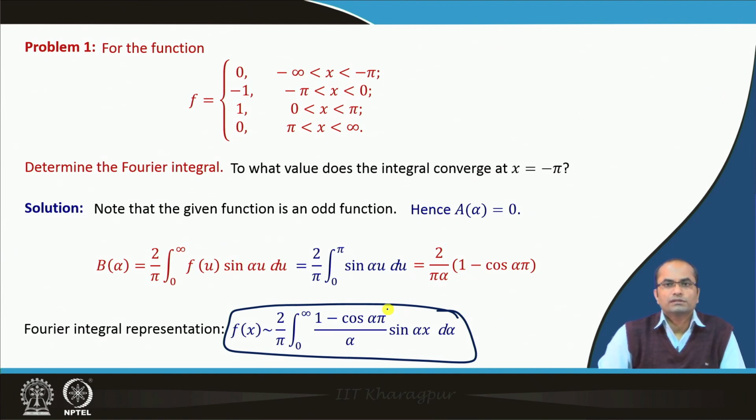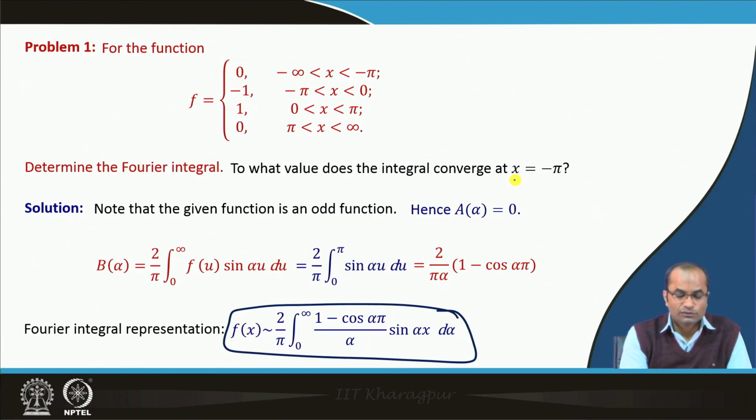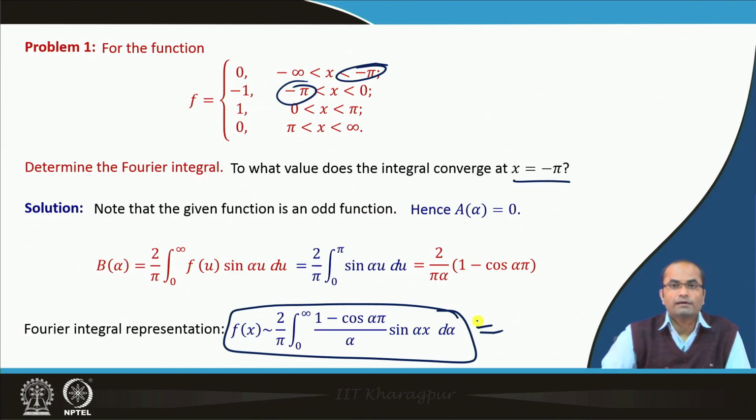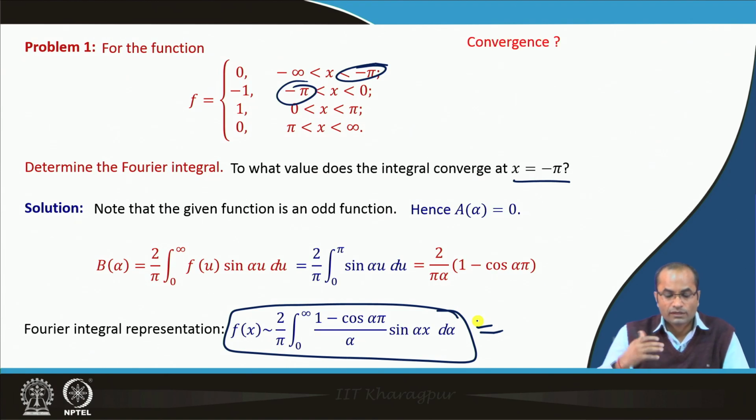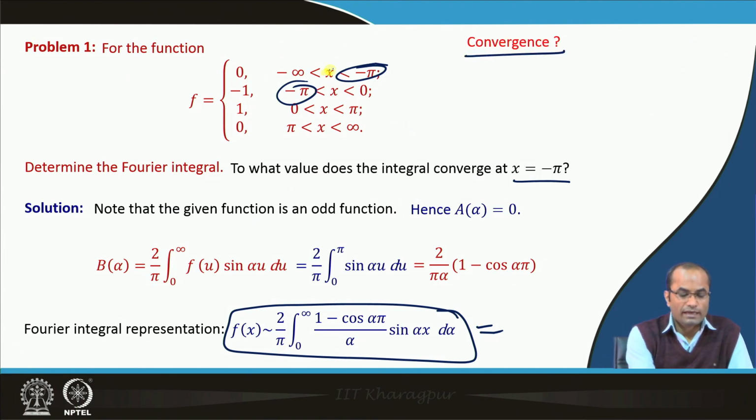We know the convergence theorem already. Wherever the function is continuous, it will converge to the function value, and if the function is discontinuous, then we will take the average value of the function at that point. So, for instance, at x equal to minus pi, indeed this function is not defined at x equal to minus pi, but it does not matter, we can take the average value of the limits at that point. So, about the convergence, at the point where it is discontinuous, it will go to the average value.